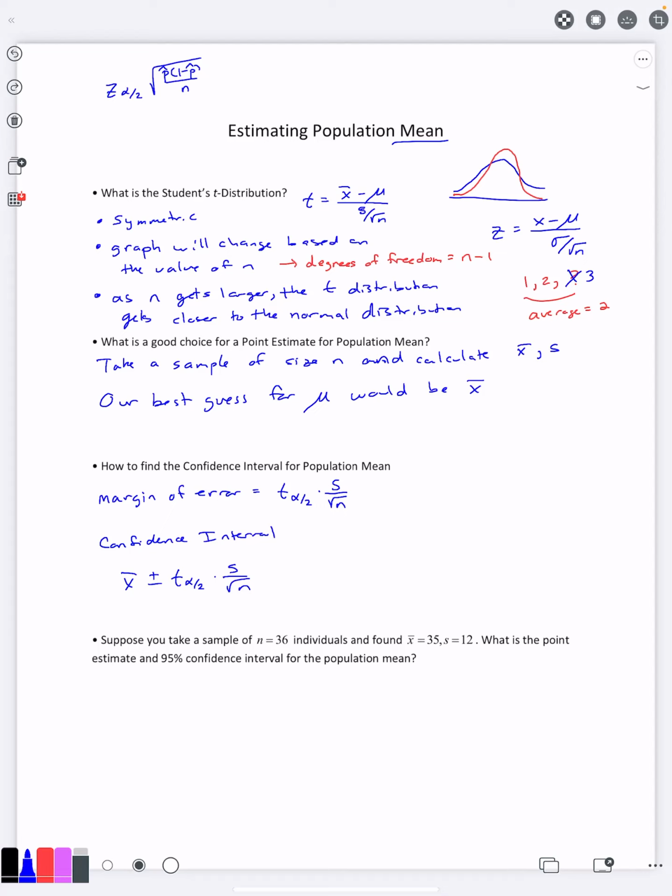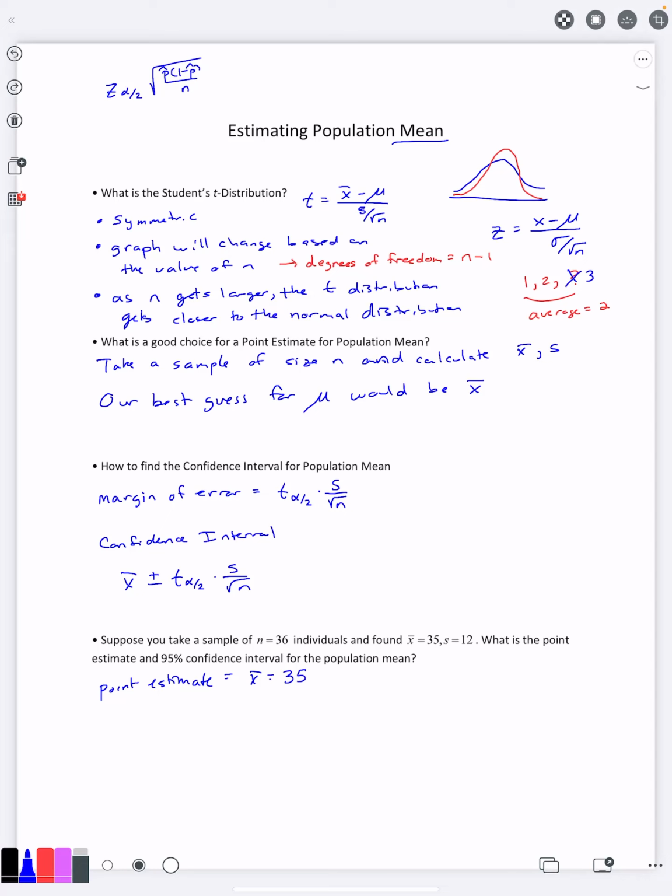So it says here that we are taking a sample of size n equals 36 individuals, and our sample data gives us an x bar of 35 and an s of 12. I want to find the point estimate and the 95% confidence interval. Well, we already know the point estimate without doing any work is just the x bar value, so in this case it would be 35.